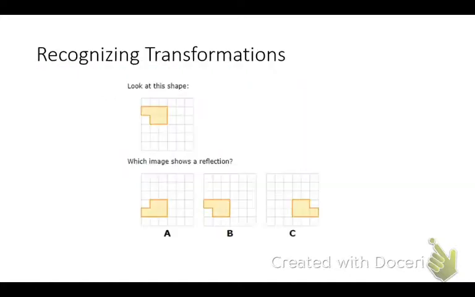Okay, guys, we're going to the next section. Now, this is something that we've done, but this is a different format that you're looking at. Okay, so I want you to look at this shape up top. Which of the 3 images shows a reflection? Write it on your desk. Which of the 3? Okay, go ahead and just write it on your desk.